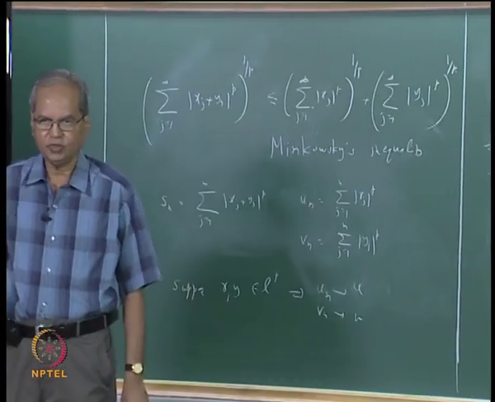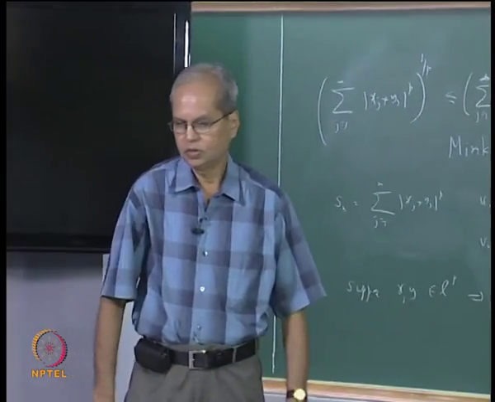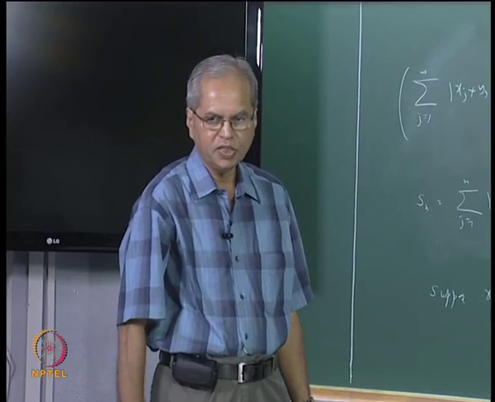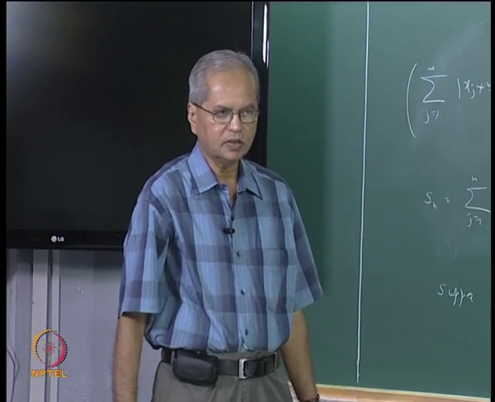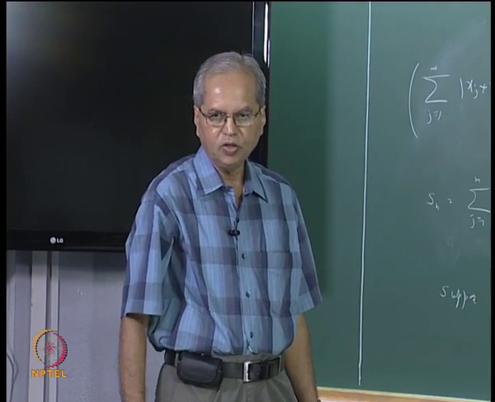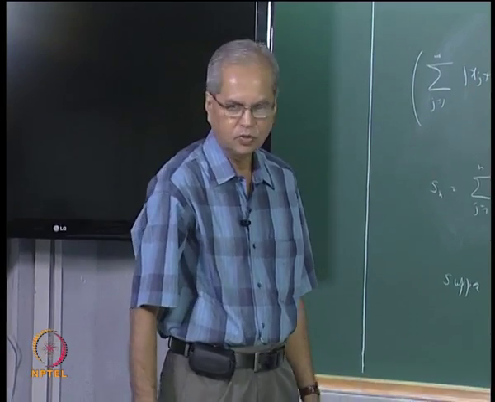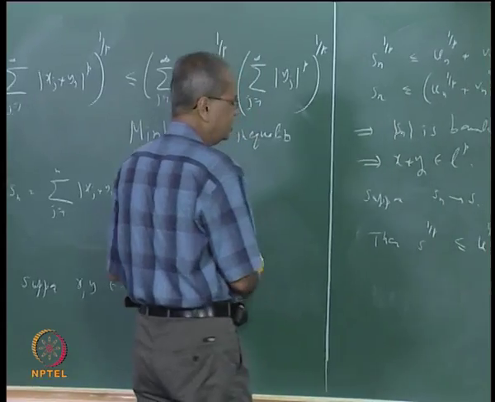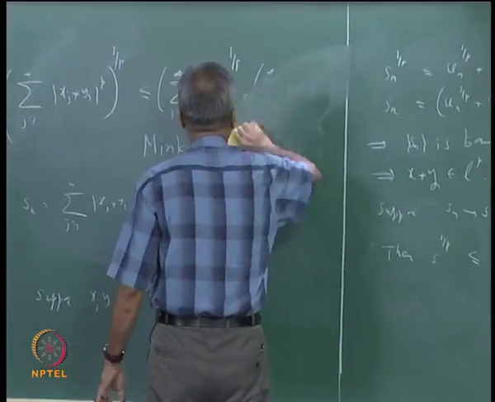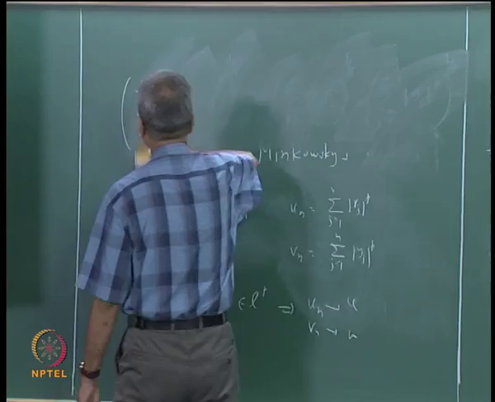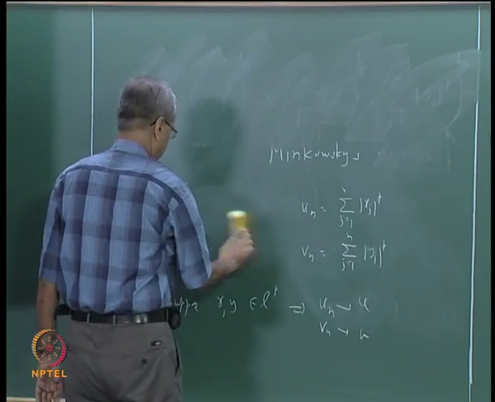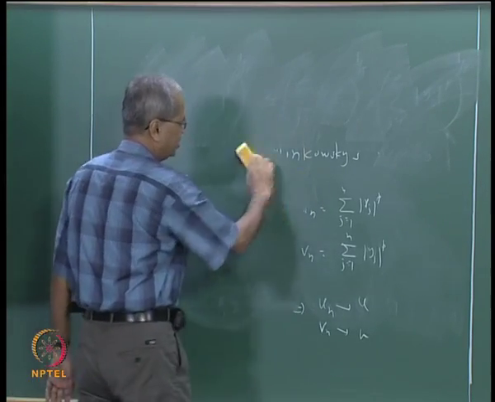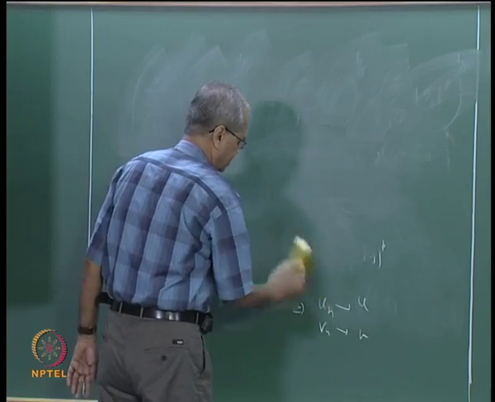So each of these LP is a normed linear space and hence a metric space. This LP norm will induce a metric. Now just for the sake of understanding, let us see a couple of examples of sequences which belong to some of these spaces or do not belong to some of these spaces, etc.